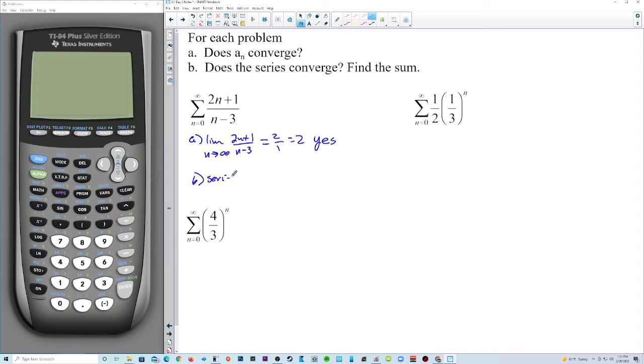The series diverges by the nth term test, because 2 does not equal 0.